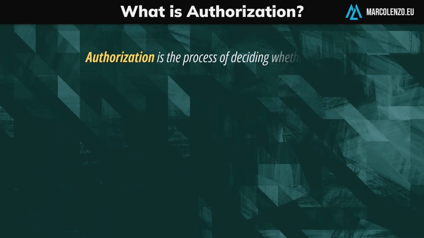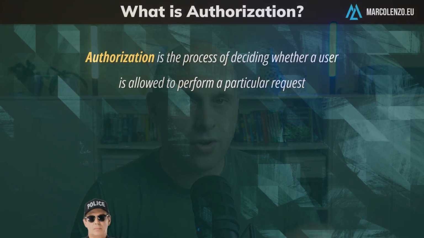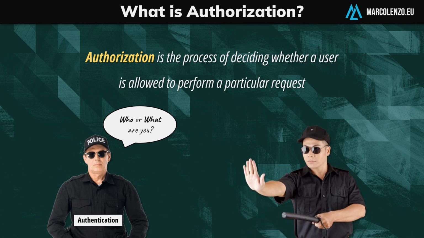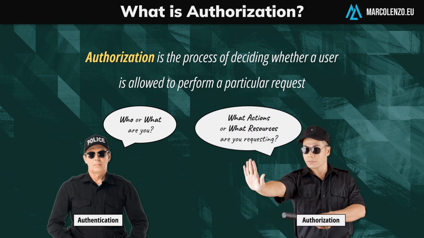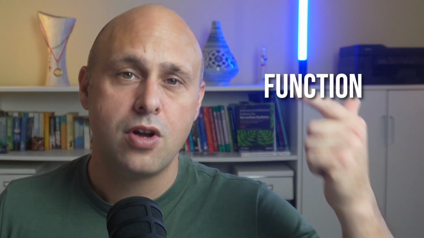Let's get started. In the context of APIs, authorization is the process of deciding whether a user is allowed to perform a particular request. It works in tandem with authentication. While authentication focuses on identifying who or what is invoking our API, authorization defines what actions or what resources the identified user can access. Authorization can be broken at 3 levels: function, object, and object property.